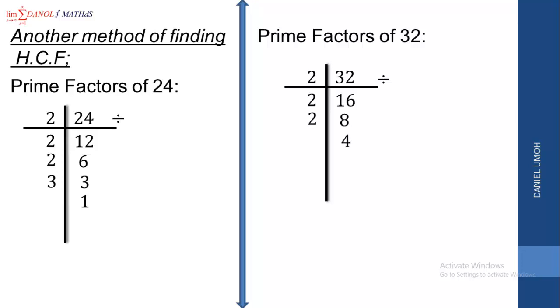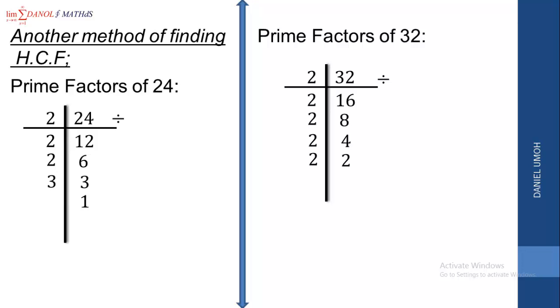gives us 4. 2 can still go, right? We now say 4 divided by 2, and that gives us 2. Then 2 again can still go. We now say 2 divided by 2, and that gives us 1. Obviously, you can now see that the prime factors of 24 are equal to 2 times 2 times 2 times 3.